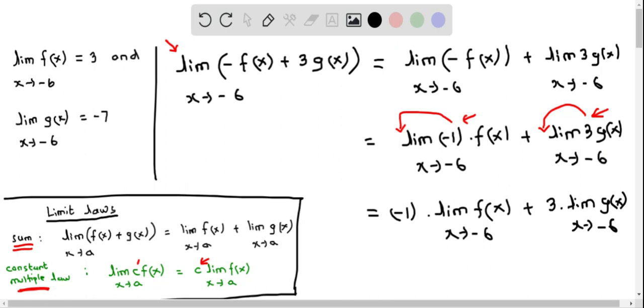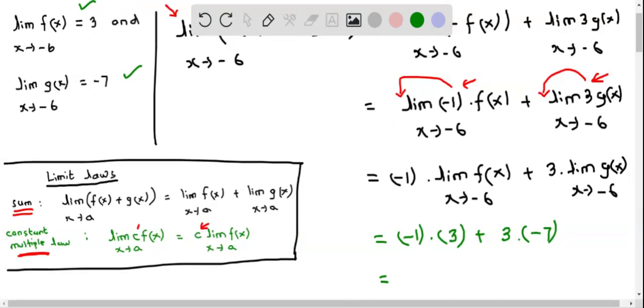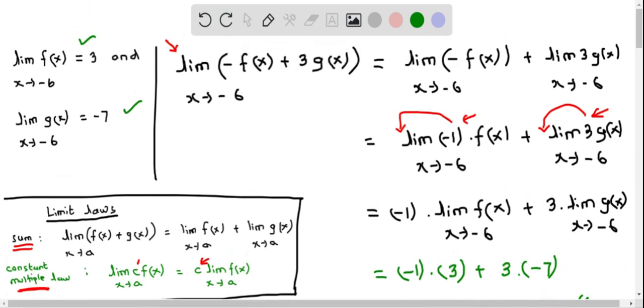Now we have been given these two values of the limits. The value of the limit of f of x when x approaches negative 6 is 3, so I can replace it over here. So this becomes negative 1 times 3 plus, the second limit is also given, the limit of g of x, x approaches negative 6, equal to negative 7. So I can just replace it over here. So we just have to calculate this. Negative 1 times 3 is negative 3 and 3 times negative 7 is negative 21. So negative 3 minus 21 is negative 24. So this is the answer for this question. We have evaluated the limits using the limit laws.